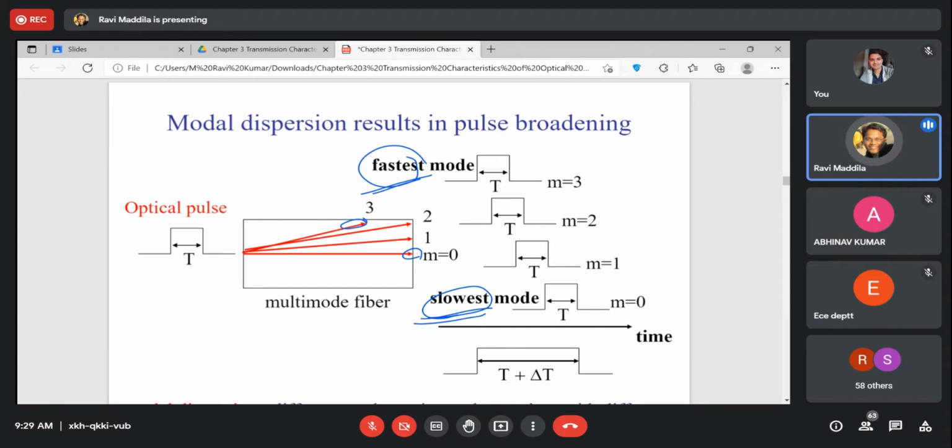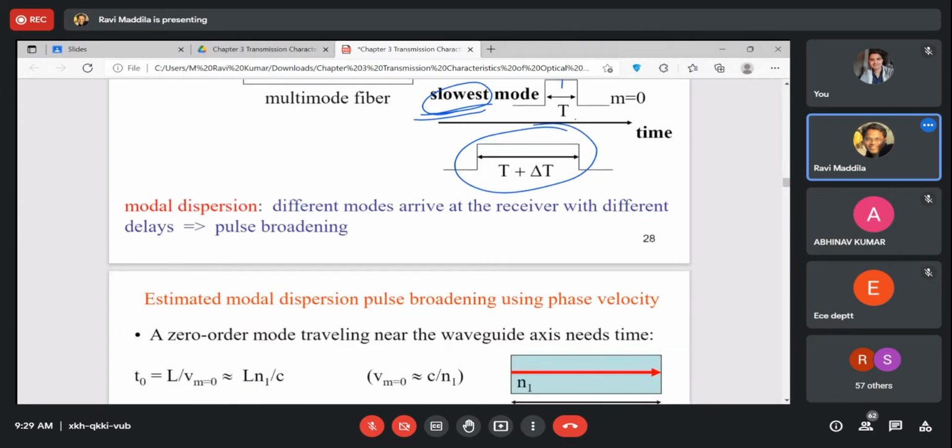Because of these multiple modes arriving at the destination at different instants of time, these are all spaced at different instants of time. And when you add all these four modes, then you have a broadened pulse.